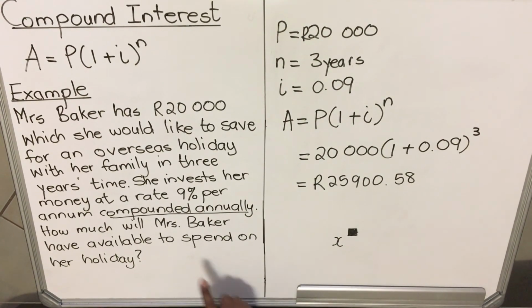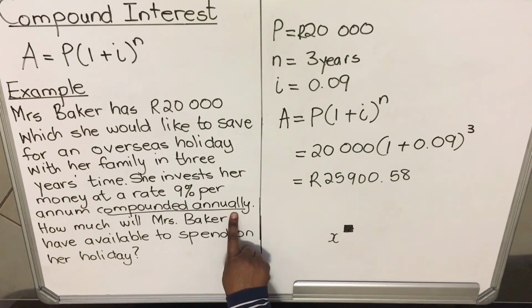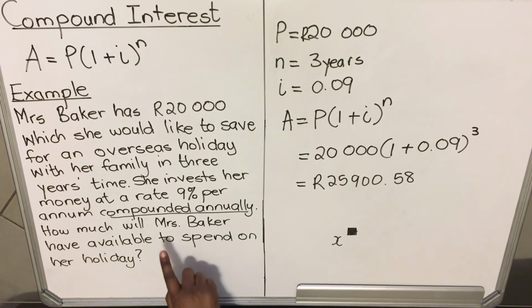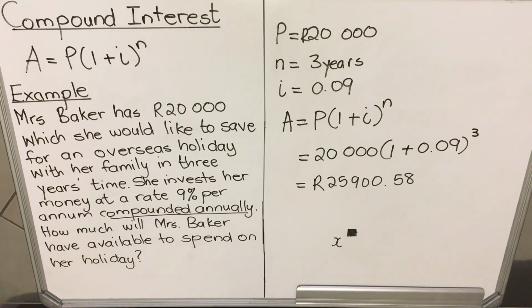So this is how you calculate compound interest. On your question paper, you have to look for the words. Is it written simple interest? Then you use the simple interest formula. Compound interest, then you use the compound interest formula.